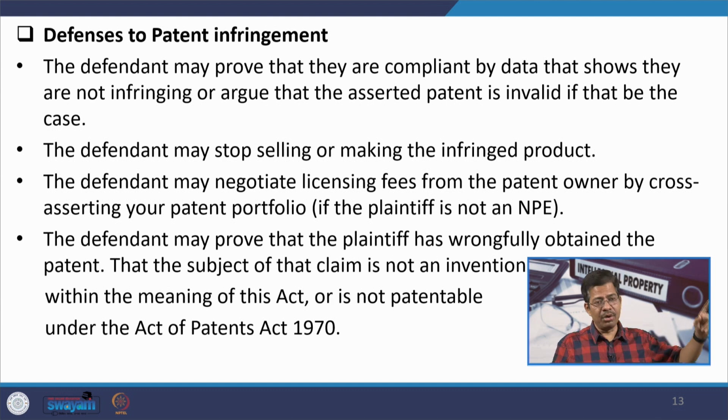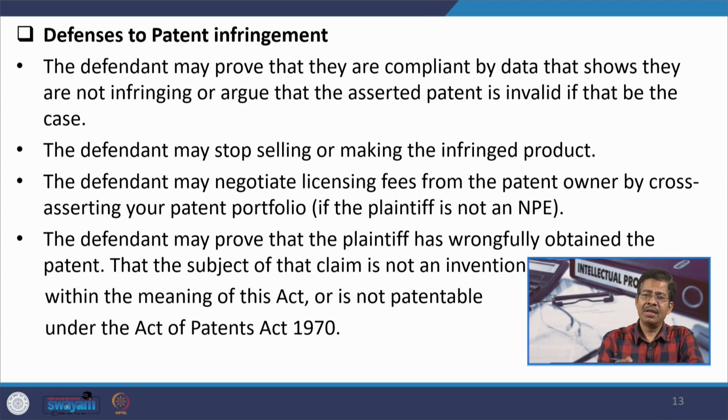And here comes the role of court also, that the court will hear both the parties, and therefore, the capability development of courts is also very important, whether they are able to appreciate the IP related matters or not. Then a simple thing is, you may stop selling, marketing the infringed products.